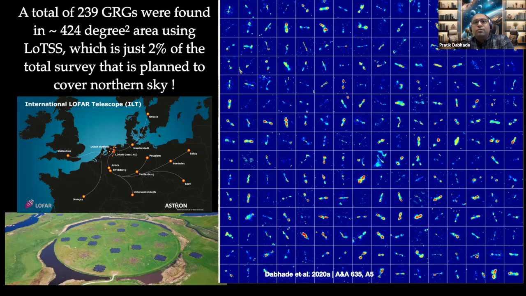But this was, of course, very tedious, like I mentioned, because 424 square degrees is quite big, and one had to go through every inch of this radio sky to look for these giants, and then similarly do this process in optical to look at their host properties.